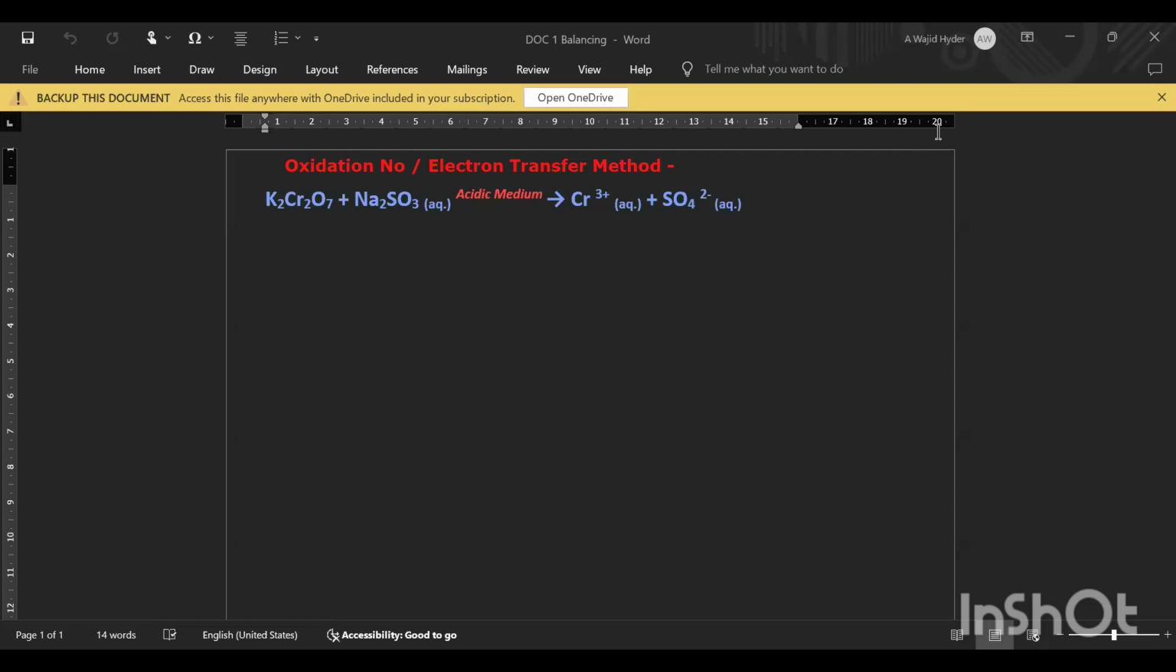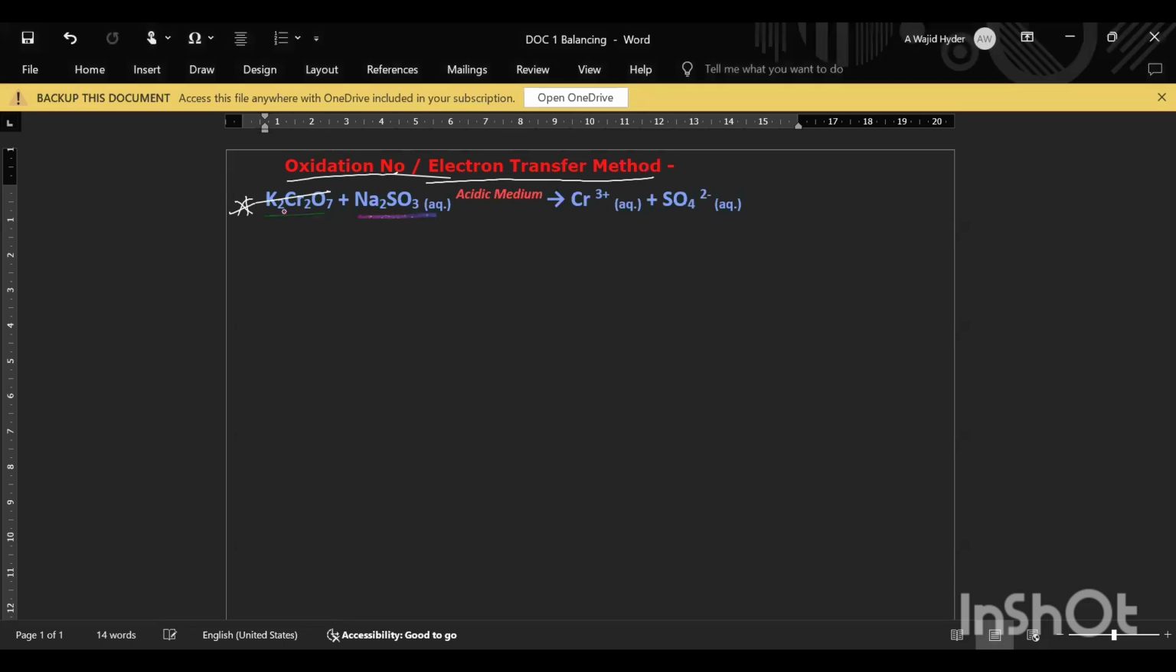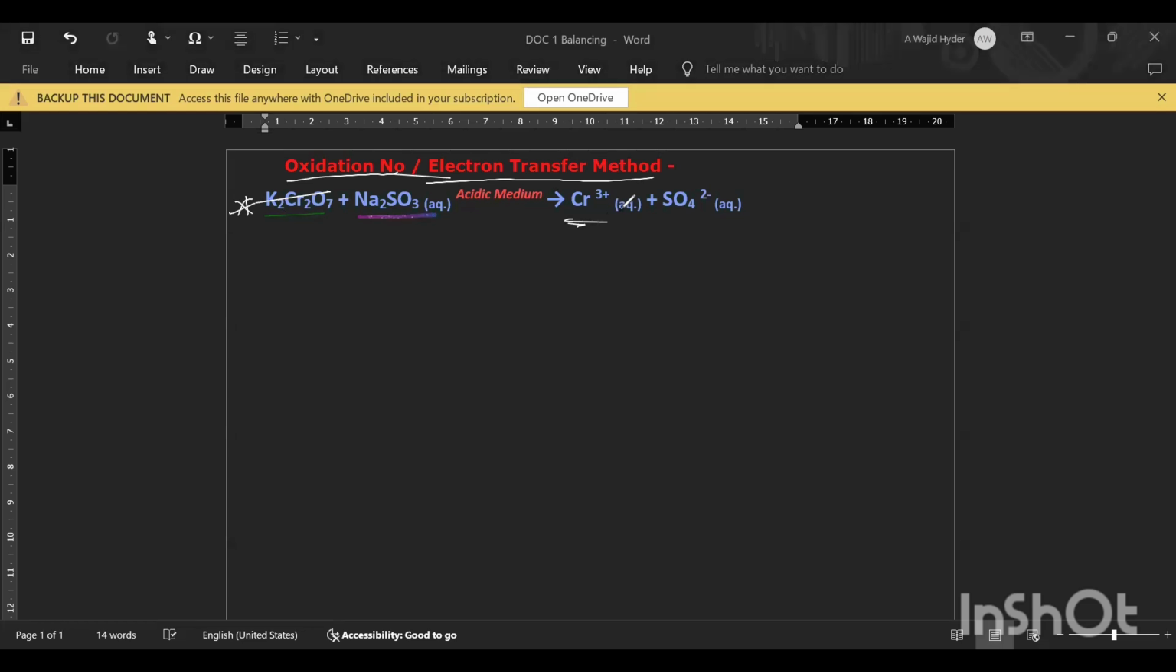To understand balancing of redox reactions, this first example we have taken is based on the oxidation number method or electron transfer method. According to this method, whatever steps are involved, we will be discussing in this example. As I have said, convert this equation into ionic form. Here, these are already in ionic form, so you need not convert them into ionic form.